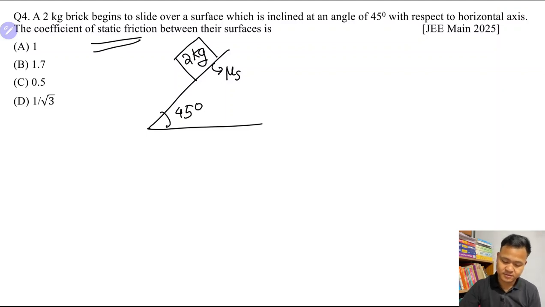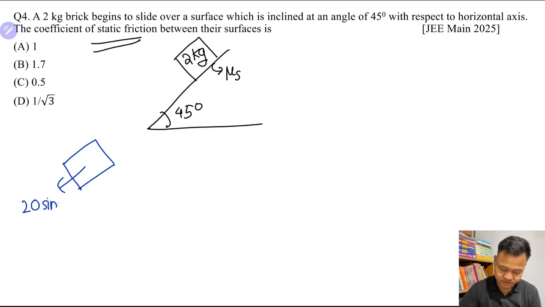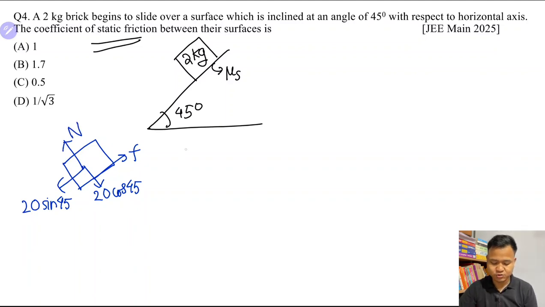Let's solve. Block 2 kg. Here mg sin 45 is 20 sin 45. Then along this side there is friction, let's say f. I have normal along this side, right? So in most cases normal is equal to mg cos theta, right?